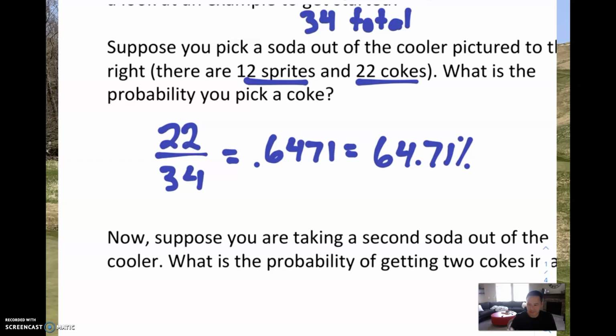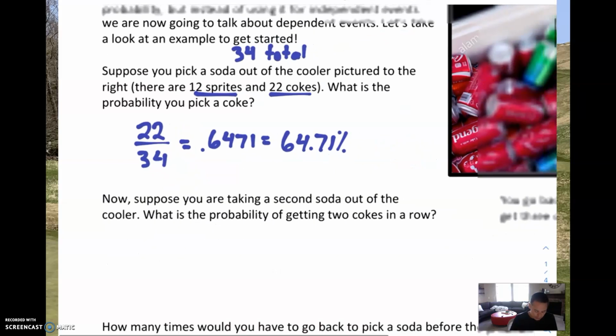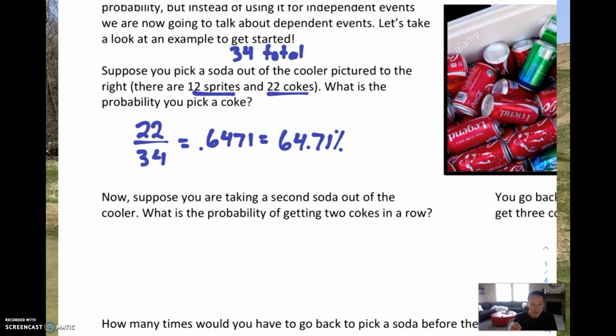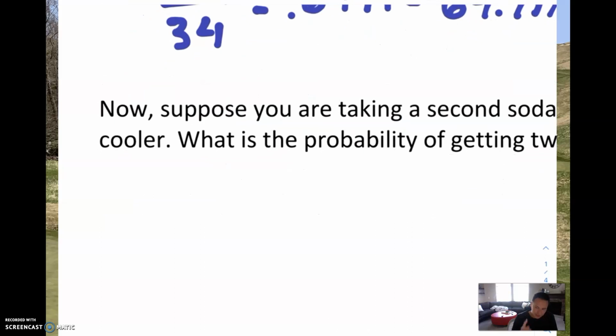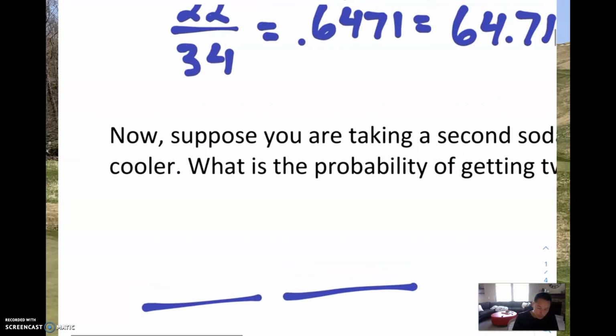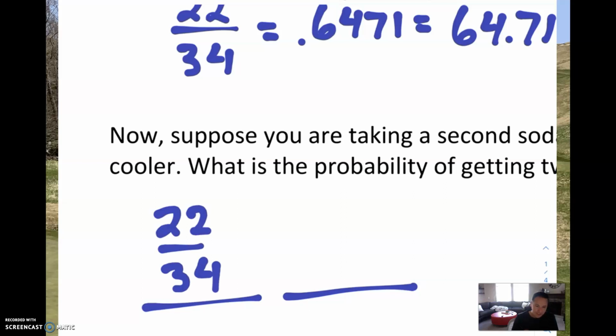That's just basic probability. Now what we're going to do is take a second soda out of the cooler. So instead of just reaching for one, maybe you're thirsty, maybe you've got a date, but you're going to take out 2 cans of soda. And I want to know, what's the probability that you get 2 Cokes in a row? Both of them are Cokes. So since I'm going to select 2, I'm going to draw 2 slots. And now I'm going to reach in, and the chance that that first one is a Coke, well, we already found that one. It's 22 out of 34. So that's the chance that the first one is going to be a Coke.